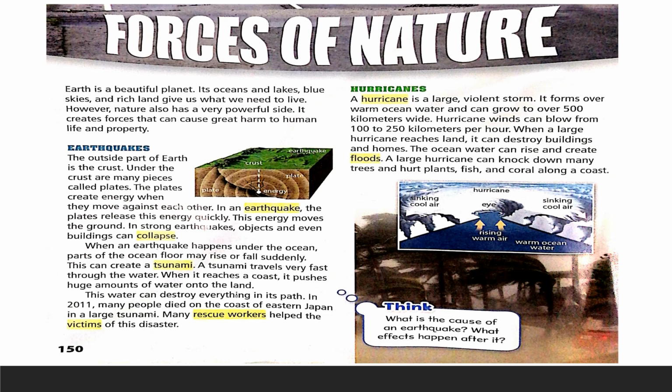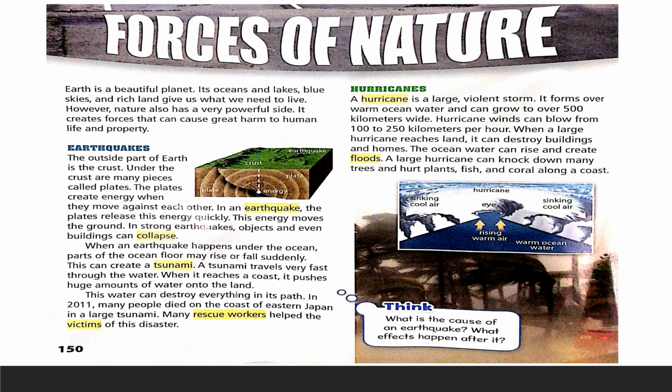When an earthquake happens under the ocean, parts of the ocean floor may rise or fall suddenly. This can create a tsunami. A tsunami travels very fast through the water. When it reaches a coast, it pushes huge amounts of water onto the land. This water can destroy everything in its path. In 2011, many people died on the coast of eastern Japan in a large tsunami. Many rescue workers helped the victims of this disaster.